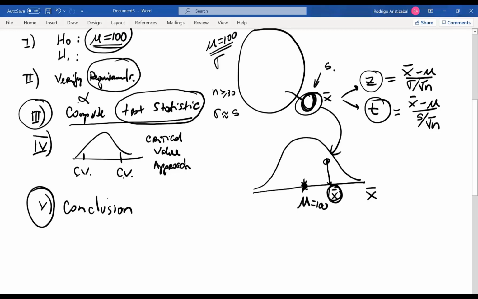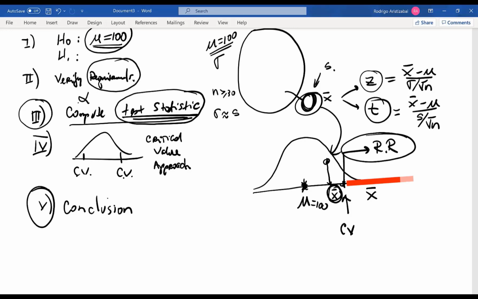Then in the last step, in conclusion, we are going to compare my evidence condensed in the test statistic with the critical value. Remember, the critical value divides the rejection region from the do not rejection region. If my evidence falls in this region, we reject the null. If my evidence falls in this region, we do not reject the null.